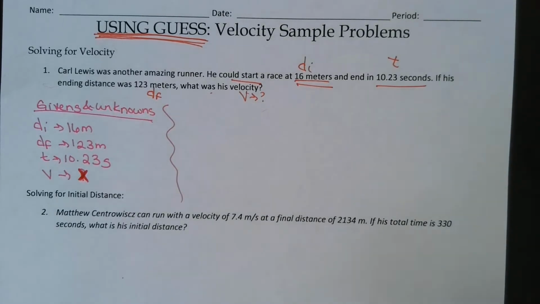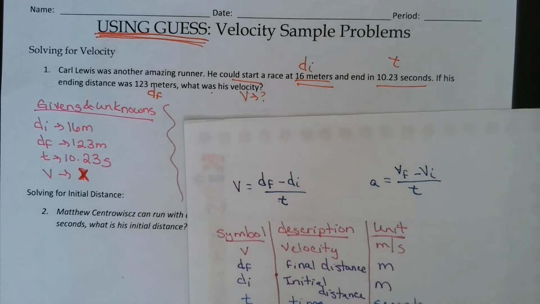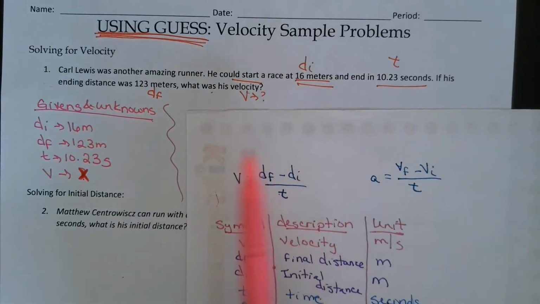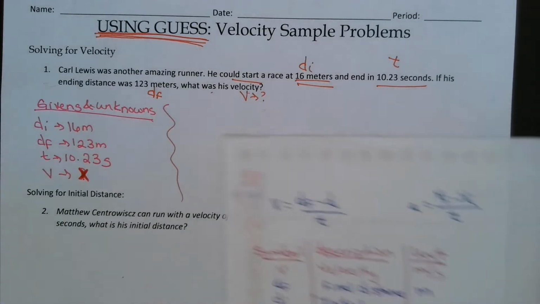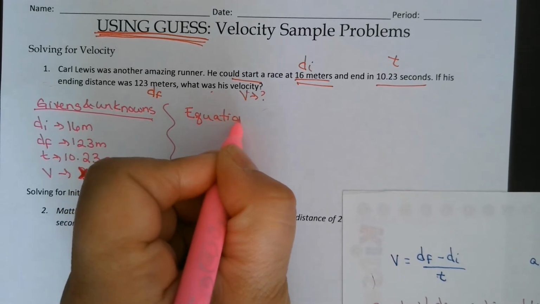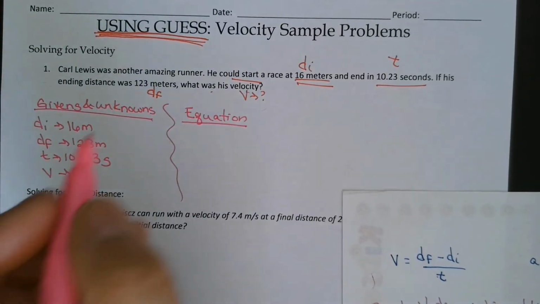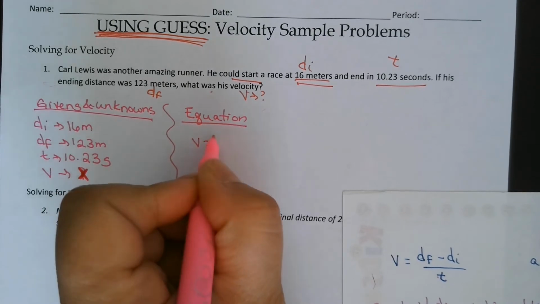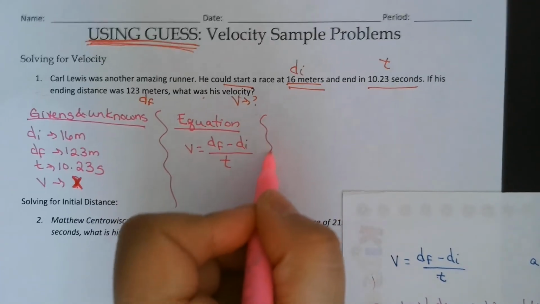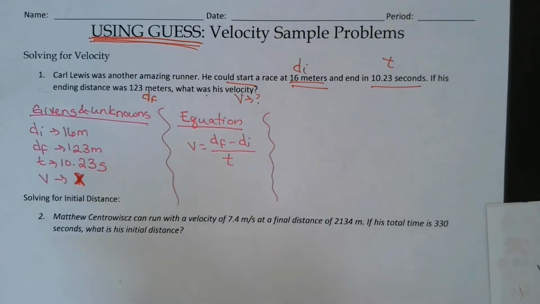Then looking at givens and unknowns, I say, okay, I have two equations. It can't be this one because there's no acceleration. So you're literally looking at all the stuff that was given to you: v, t, df, di. Oh, v, df, di, t. This has to be the equation we use. So I'm going to write down my equation. The equation is v equals df minus di all over t. Now I can substitute and solve for this equation to find velocity.